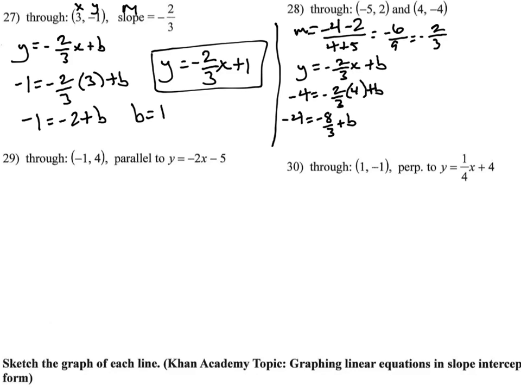I'm going to add 8/3 to both sides. Get negative 4/3 equals b. And then plug everything back into the equation. So y equals negative 2/3 x minus 4/3.